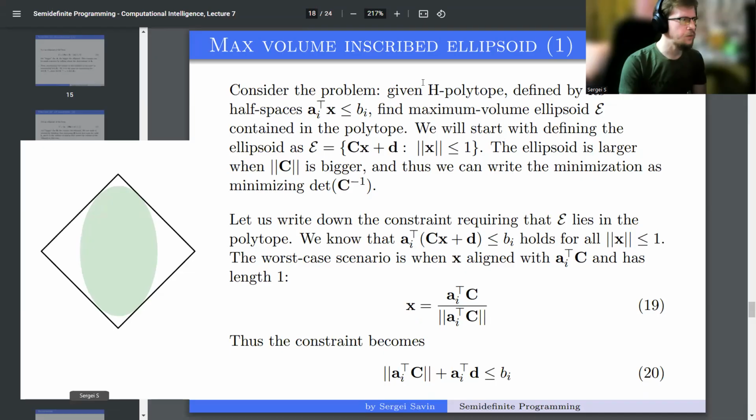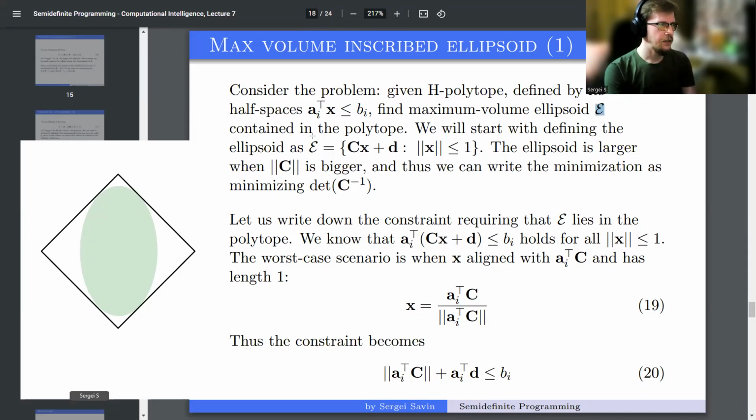The previous one was a V polytope. This time the polytope is an H polytope, so it is defined by half spaces. Half spaces, you remember, cut off half of the space here, half of the space here, half of the space here, half of the space here. Right, so we want to find the maximum volume ellipsoid. For this, we'll use this representation.